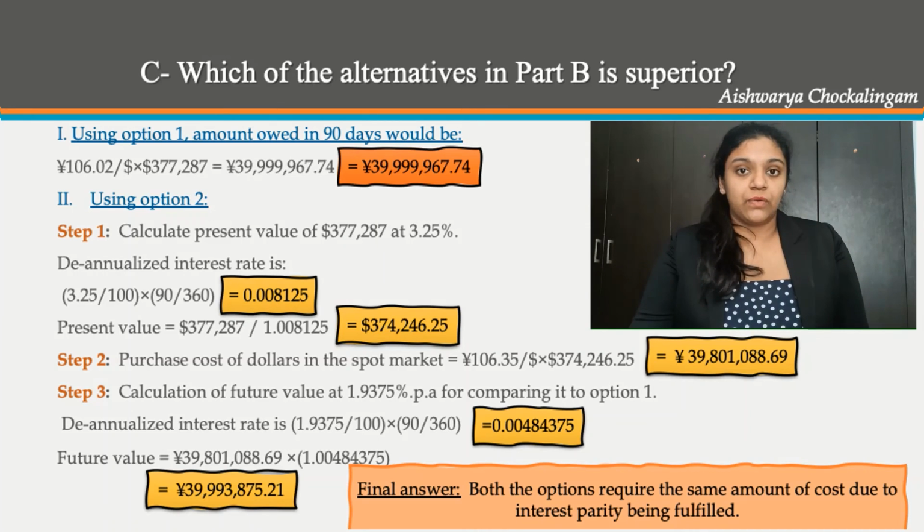So to calculate the future value, we require the purchase cost we calculated in step 2 multiplied by the de-annualized interest rate. The de-annualized interest rate would be 1.9375% multiplied by 90 divided by 360, which will give us a total value of 0.00484375. And now to calculate the future value, which will be present value multiplied by 1 plus r raised to t, this would be the purchase cost multiplied by 1 plus the de-annualized interest rate, which will give us a total value of 39,993,875.21 Japanese yen.